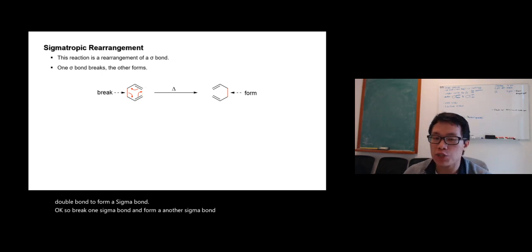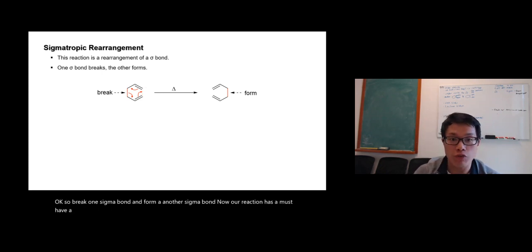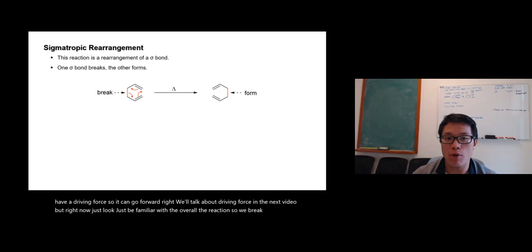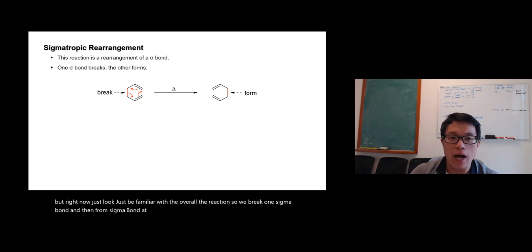Now all reactions must have a driving force, so it can go forward, right? We'll talk about driving force in the next video. But right now, just be familiar with the overall reaction. So we break one sigma bond and then form a sigma bond at a different location. We have a little bit of nomenclature. This is how we call it.